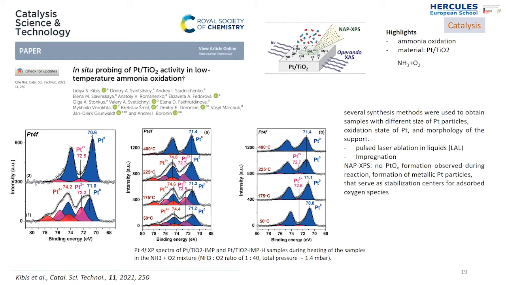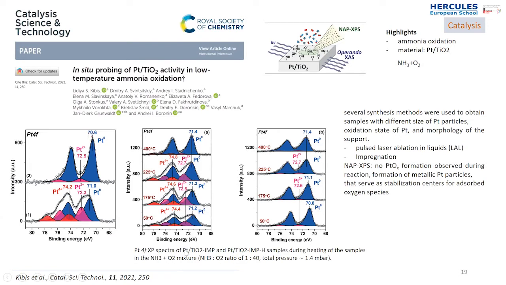The material that works for this purpose was platinum titanium dioxide. Again, it was a powder that was pressed in the metal mesh and spot welded on the surface. They prepared several samples with different techniques. I pick, for example, the impregnated powder that was, as it is, received and then reduced.